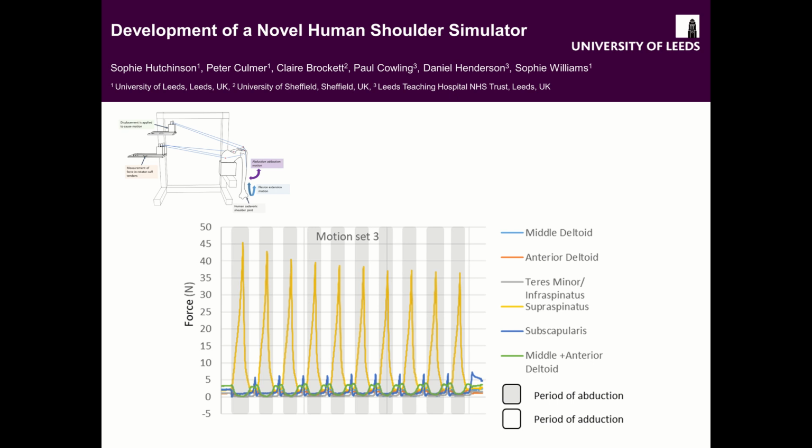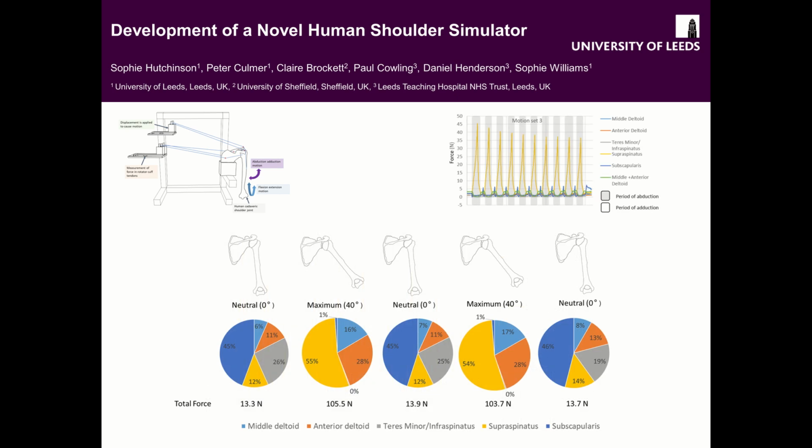Each line on this graph represents the force required in one of the muscles during abduction and adduction. It can be seen that the force decreases during the initial phase and then plateaus as the joint locates its neutral position. The contribution of each muscle to the total force required at minimum and maximum abduction is given here.